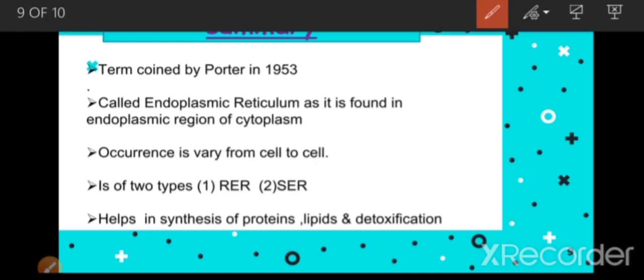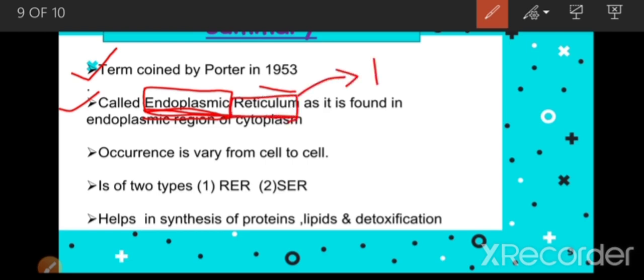So, now let us summarize what we have learned in today's session. In today's session, we learned first about the term endoplasmic reticulum, coined by Porter in the year 1953 when he was observing the liver cells. Why is it called endoplasmic reticulum? Because due to the location, as it is found in the endoplasmic region, it is called endoplasmic, and the word reticulum is derived from the word reticules. Is it clear?